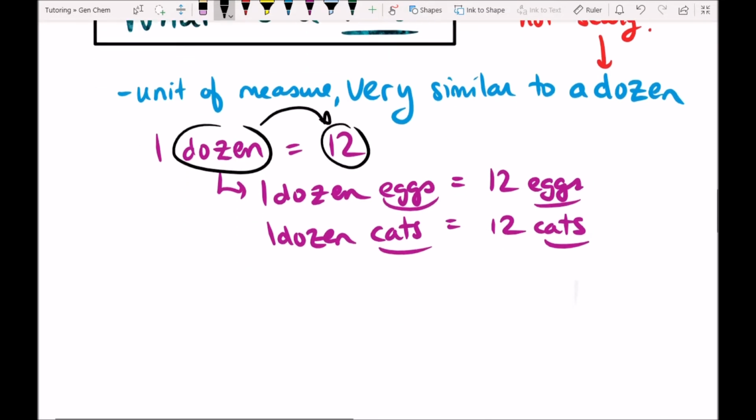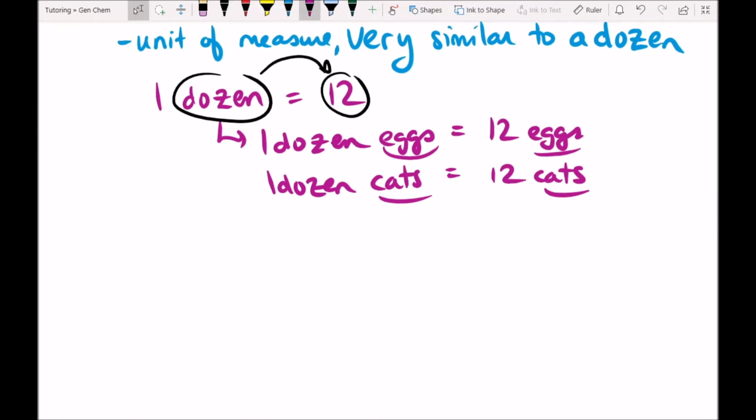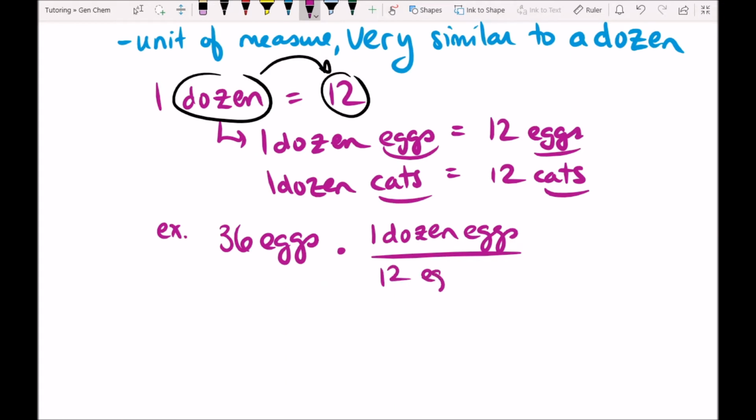What else can we do with the dozen? We can do unit conversion with the dozen. Here's an example. Let's say you have 36 eggs. Well, we know that 1 dozen eggs is equal to 12 eggs. This fraction here is equal to 1, because 12 eggs equals 1 dozen eggs. So if we cancel out eggs, what we find is that 36 divided by 12 is 3 dozen eggs.